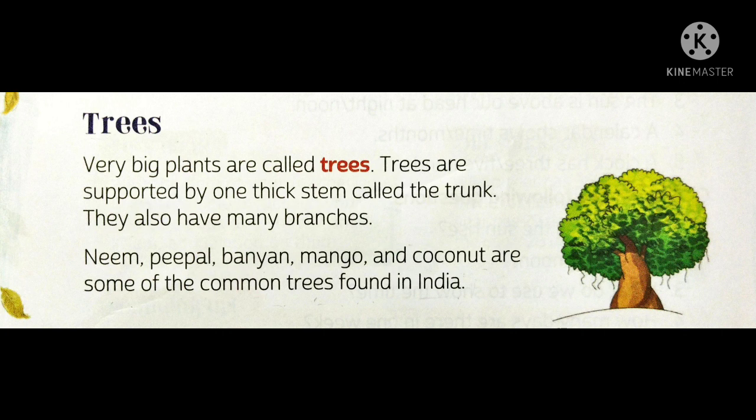Trees are supported by one thick stem. One big thick stem is there, na? That is known as trunk. And they also have many branches. Neem, peepal, banyan, mango and coconut are some of the common trees found in India. So these are the common trees which are there in India, and they are really very big trees.